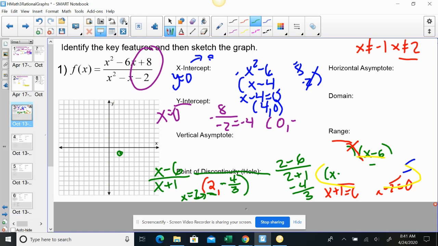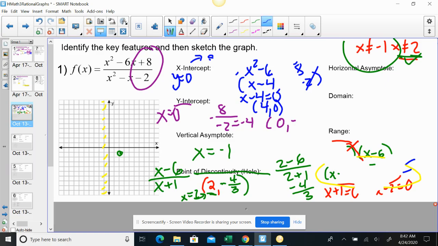Vertical asymptote is anything left that is undefined. So this one we already addressed, it was a hole, which means this one is going to be a vertical asymptote. So I'm going to set up my electric fence, or my vertical asymptote, at x equals negative 1. Can't touch that value.